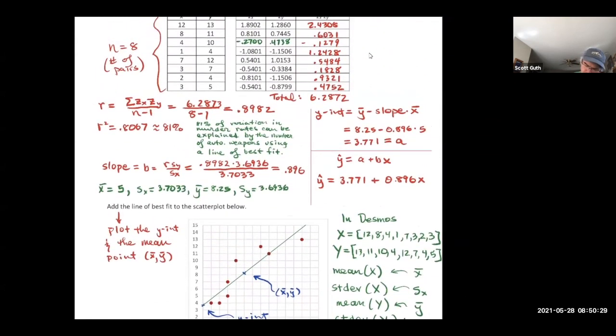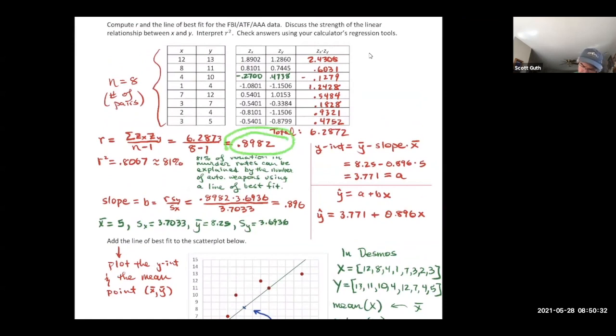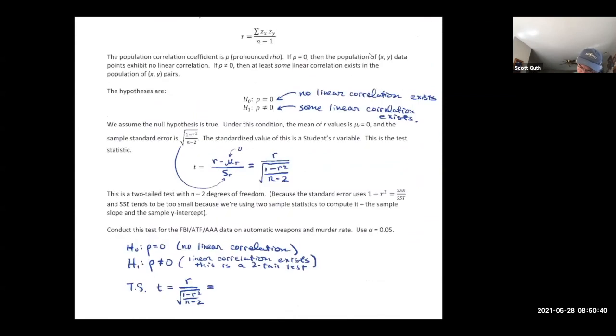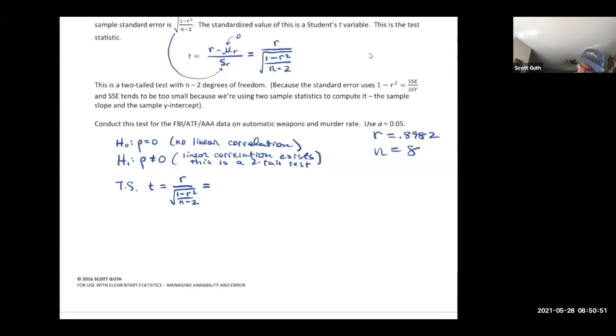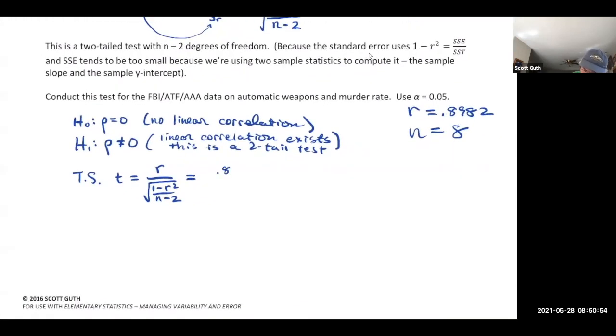All right, so you can see the r value here is 0.8982 and that n is 8. So we can just real quickly plug those in. We'll get 0.8982 over the square root of 1 minus 0.8982 squared, and that's over n minus 2, so it'll be 8 minus 2. A little ugly. And then I'm going to pop over to Desmos real quick, so let me get that going.